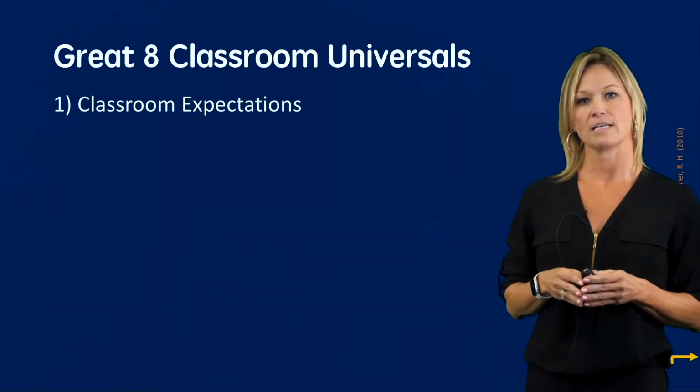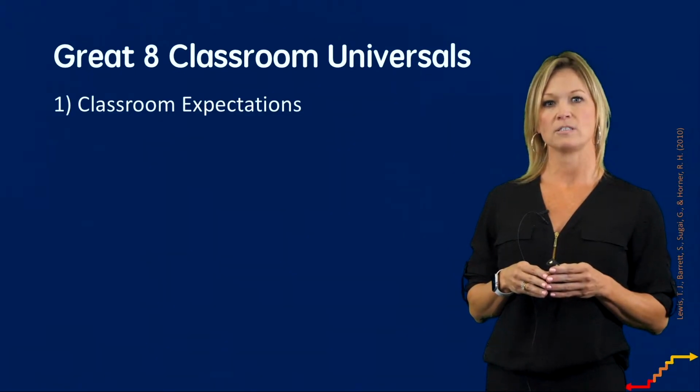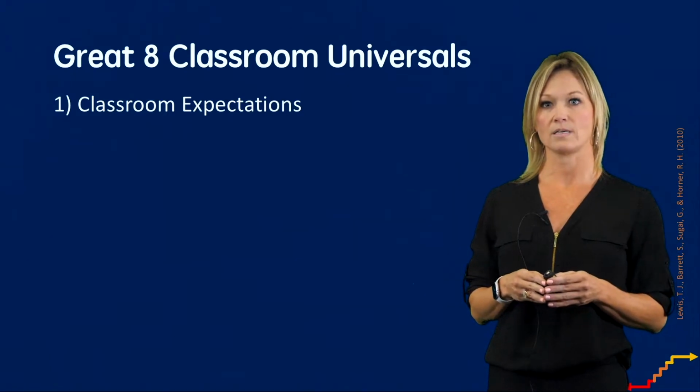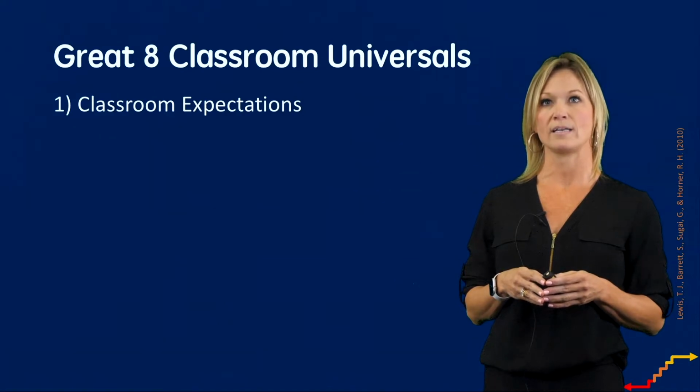The first identified classroom universal is classroom expectations. Classroom expectations should be created and posted within the classroom. In addition, these expectations should align with school-wide expectations.